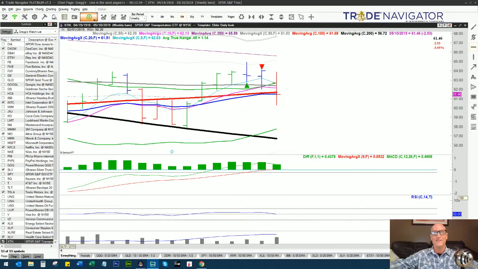I hope this helped give you a little bit more understanding about how to look at multiple time frames.